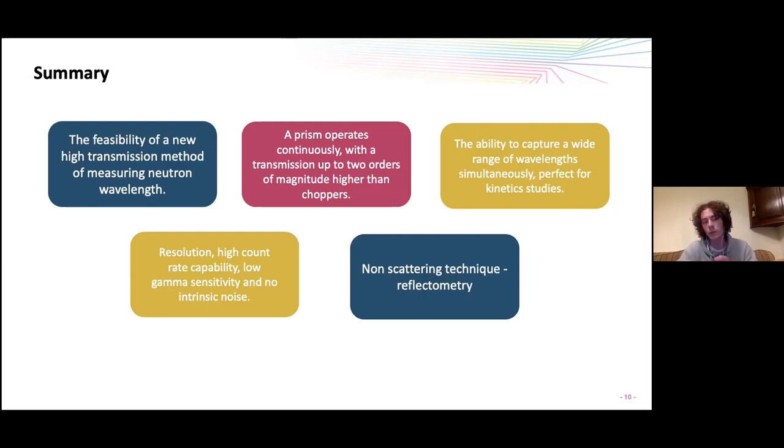But overall, this outlines the feasibility of a new high transmission method of measuring neutron wavelengths without choppers. Another advantage is that a prism operates continuously with transmissions orders of magnitude higher than choppers. And you can capture a wide range of wavelengths simultaneously, which is great for kinetic studies. And again, great resolution, great count rates, low gamma sensitivity and low intrinsic noise. I think we'll mark this to be a pretty good technique.